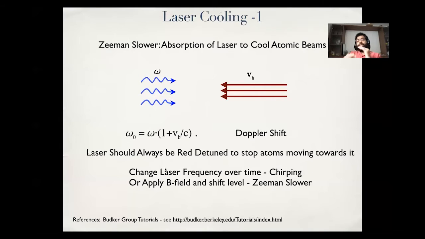Omega 0, I can change by applying the magnetic field. Omega, I can change by chirping the laser frequency. Either if I change omega 0 by applying magnetic field, this is actually a very beautiful piece of equipment called a Zeeman slower. And so you can use that to cool atoms. So that's the first stage of any kind of laser cooling.